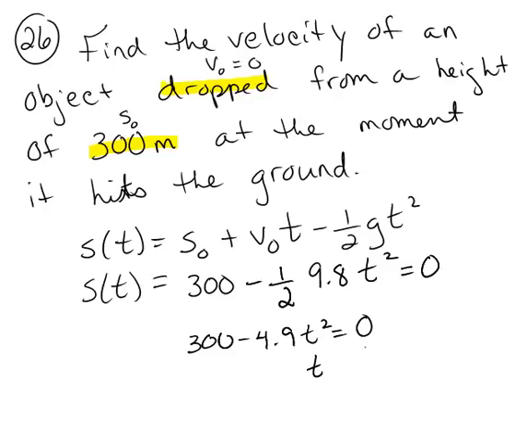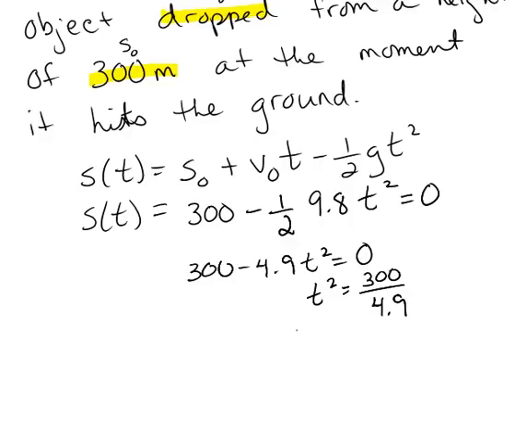So t squared equals, move your 300 and divide by negative 4.9, so it's going to be 300 divided by 4.9. And then you're just going to take the square root. Now remember, normally when you invoke the square root principle, you have a plus or minus, but t is dealing with time here, so it only makes sense to have the positive square root.